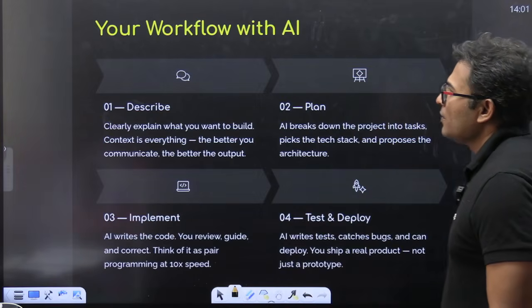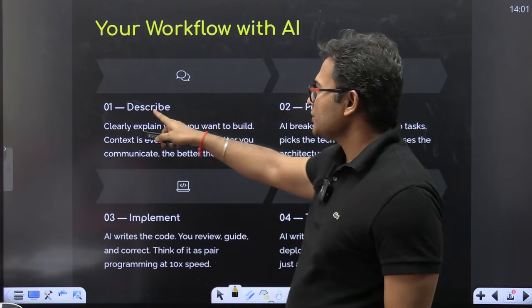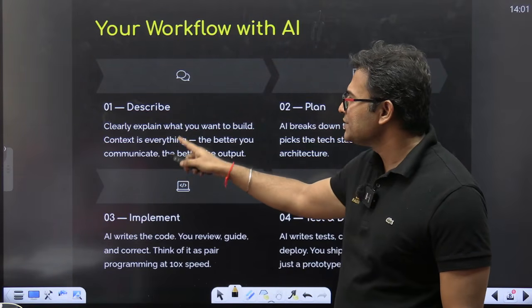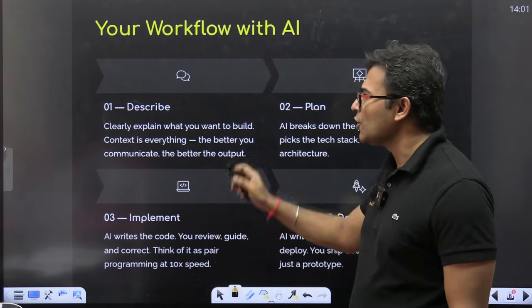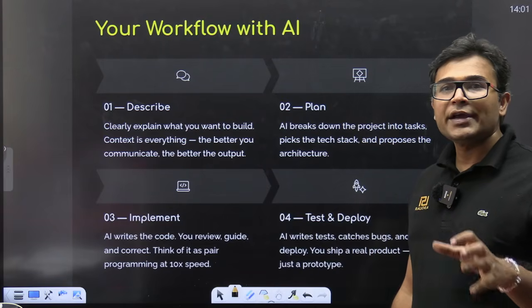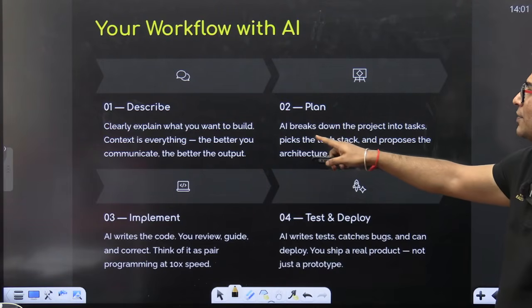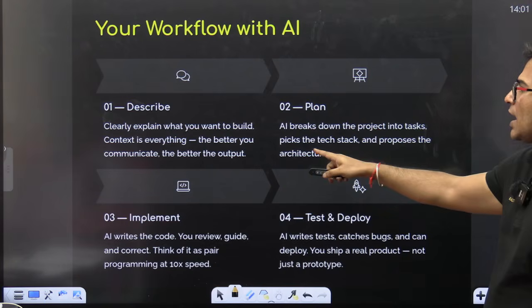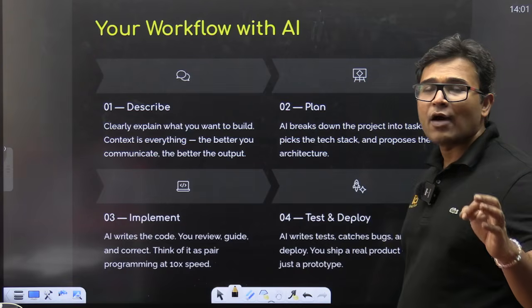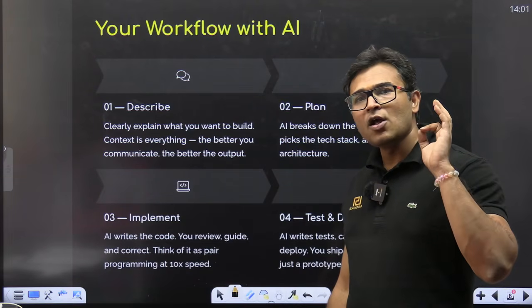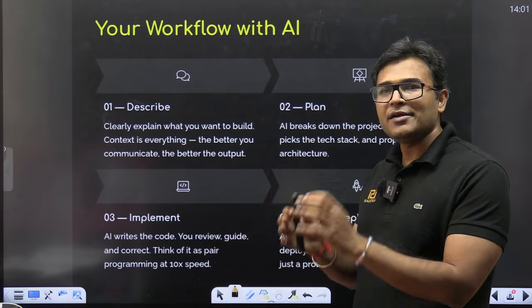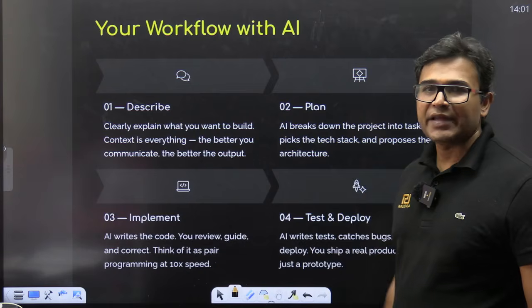Now, your workflow with AI. First thing is you describe, clearly explain what you want to build. Context is everything. The better you communicate, the better the output. You should be able to write appropriate prompts in order to get what you want. And plan. AI breaks down the project into tasks, picks the tech stack, and proposes the architecture. You don't even have to do the architecture. AI will do the architecture for you, split everything into tasks, and it is even going to pick the tech stack for each module.